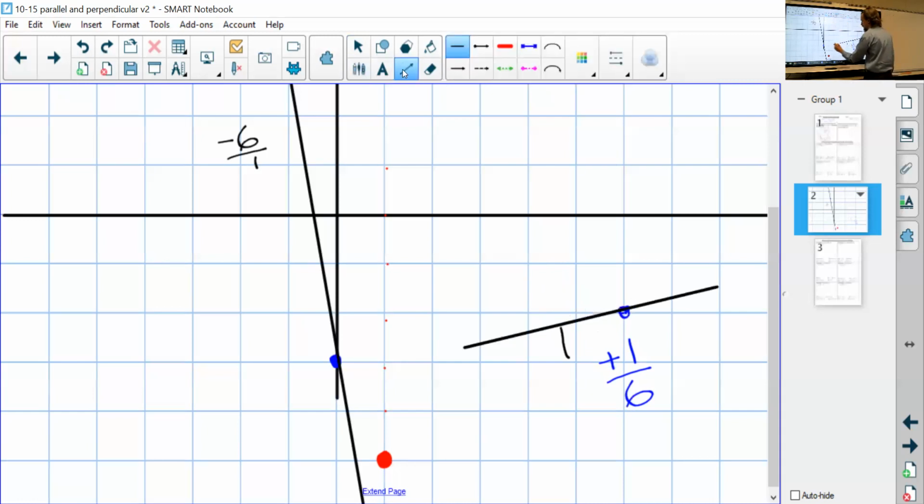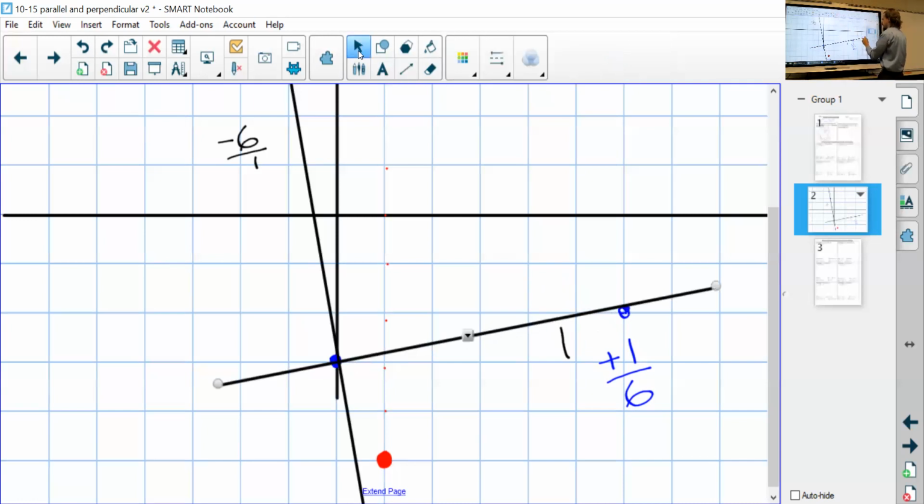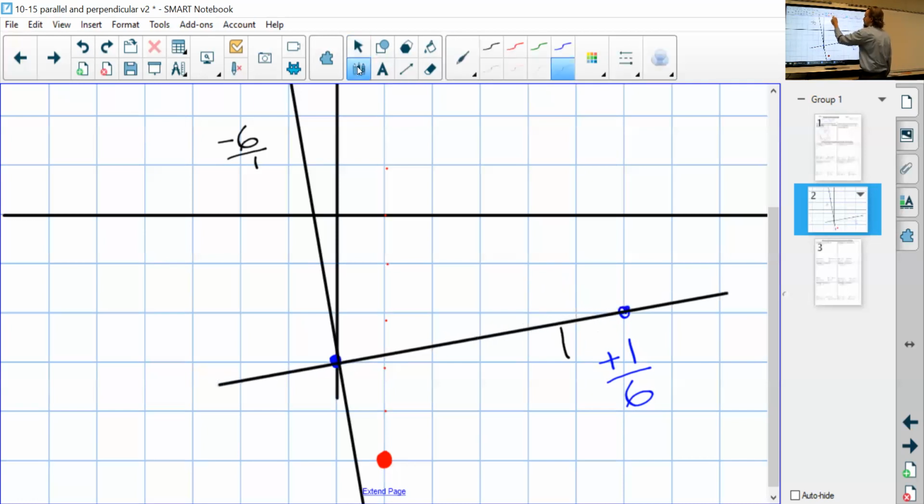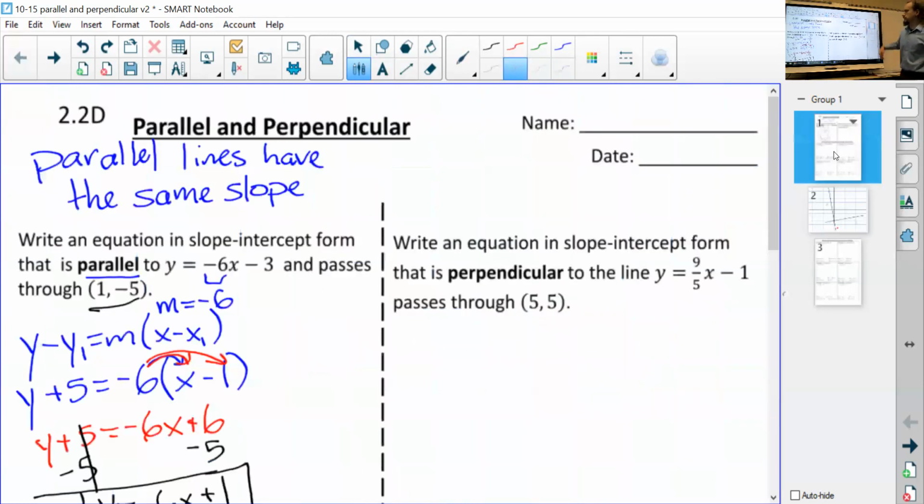And then if I were to draw this line perfectly, we could say that this is definitely a right angle here. Okay? We can go back to our notes and explain what that means. Perpendicular lines.